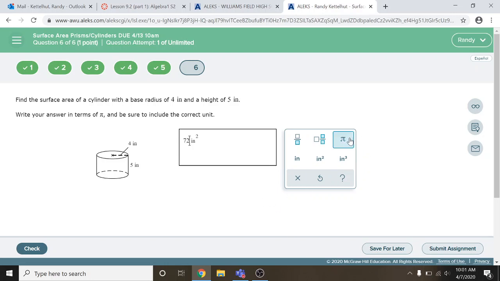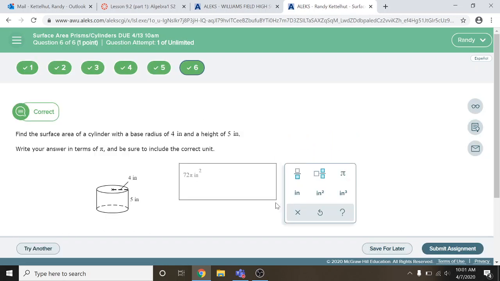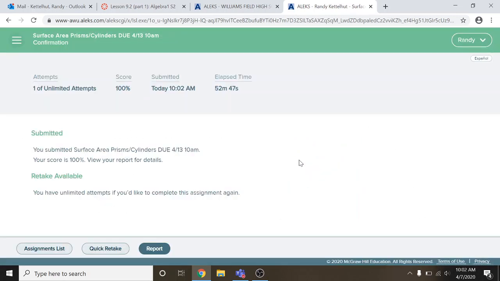And it does want it in terms of pi. Please be careful. This is the stuff that gets us the most messed up. Boom! 6 for 6. Fire the submit button. Good job, guys. You did it.